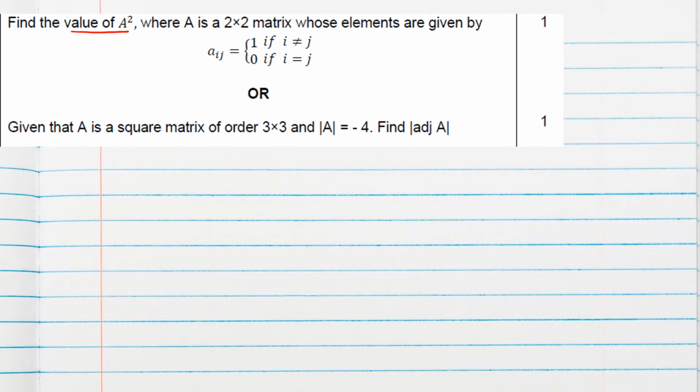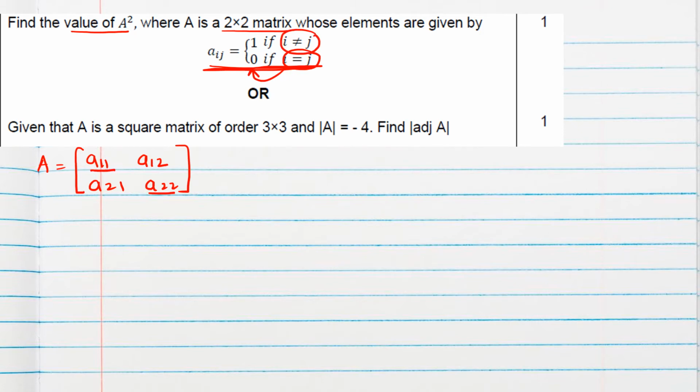Find the value of A square, where A is a 2 by 2 matrix and elements are given by this relation. So we can find A matrix here first. For that we need A11, A12, A21, A22. So here it is written, if I and J are equal, entry will be 0. I and J are equal means A11, A22 will be 0. And if I and J are not equal, entry will be 1. So here in these two places, we should write 1. Okay, so 0, 0, 1, 1.